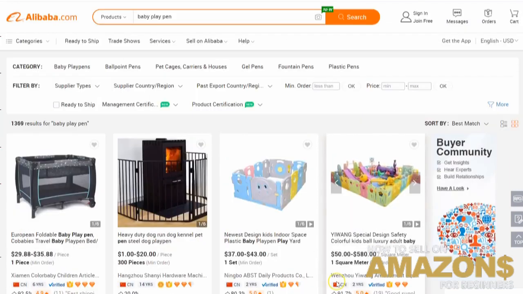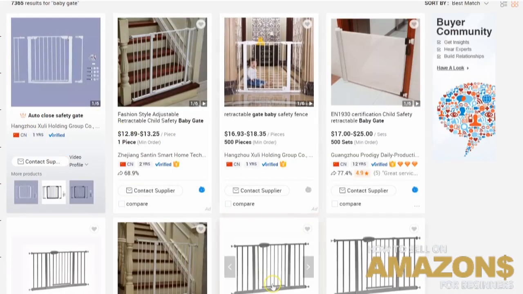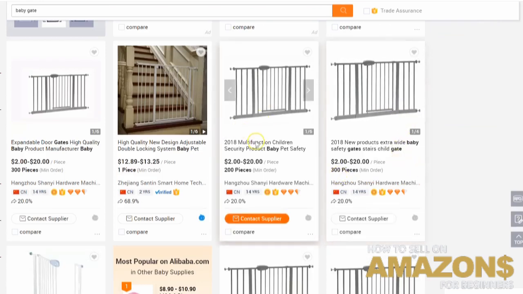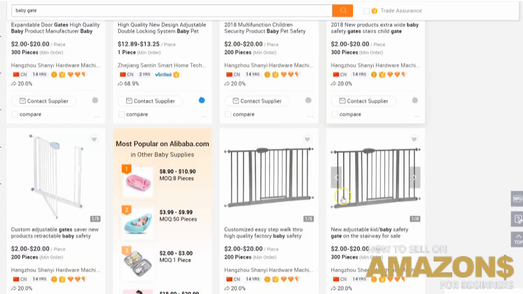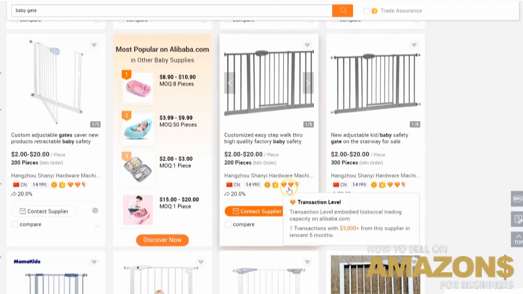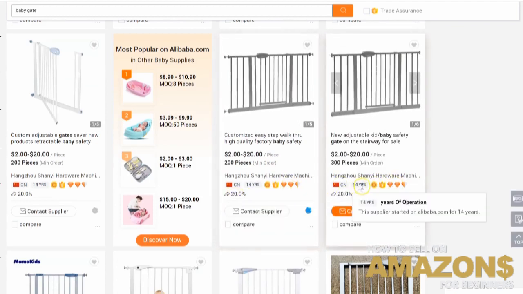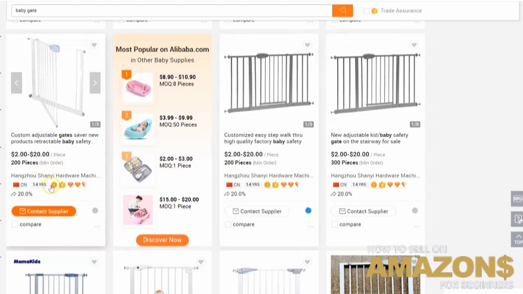Jumping on Alibaba, I'm doing a bit of a search. Let's just type in baby gate and see what comes up. There's quite a few there. You can get it for 10 bucks, roughly, $2 here, $22 here, $12 here, $2 here. So they're actually reasonably cheap. Let me go through here and look at some of these figures. Some of these suppliers have been in business for 14 years, which is great.